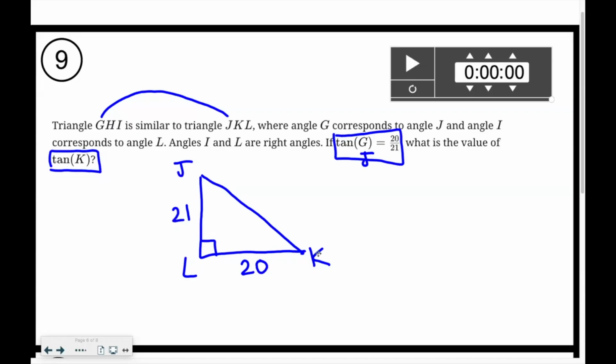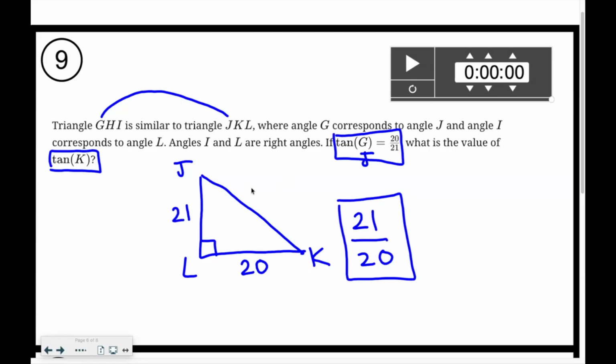And then they just want the tan of K. Well, I don't even have to find the hypotenuse here because the tan of K is opposite over adjacent, but the opposite is now 21 and the adjacent is now 20. So that's it.